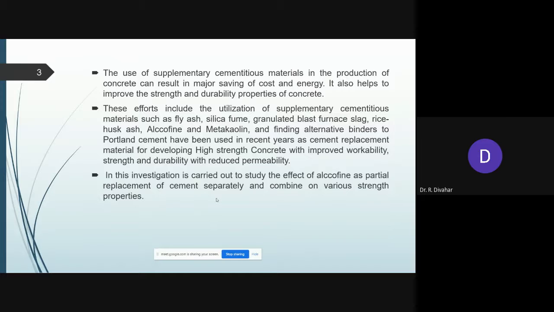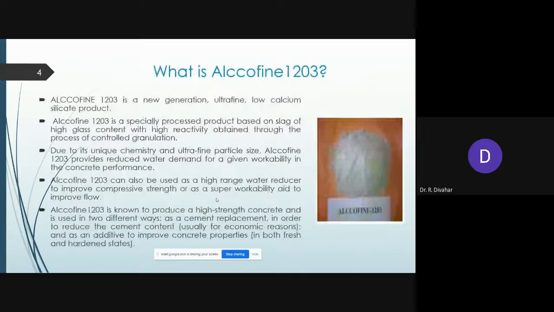This investigation is carried out to study the effect of partial replacement of cement with various percentages of Alccofine. What is Alccofine? Alccofine is a new generation ultrafine material with low calcium silicate. There are two types of Alccofine mainly used, Alccofine 1203 and Alccofine 1101. Alccofine 1203 has low calcium silicate, and Alccofine 1101 has high calcium silicate.